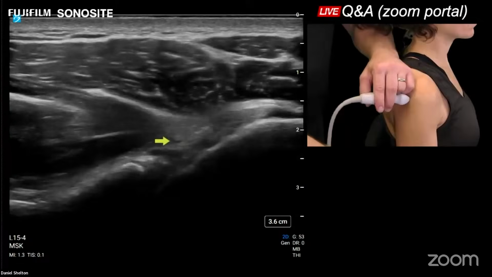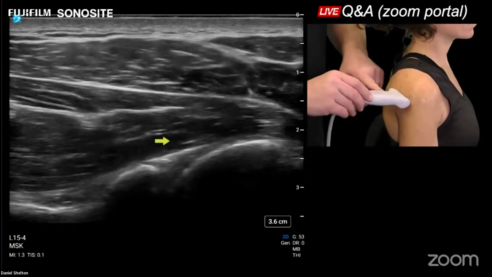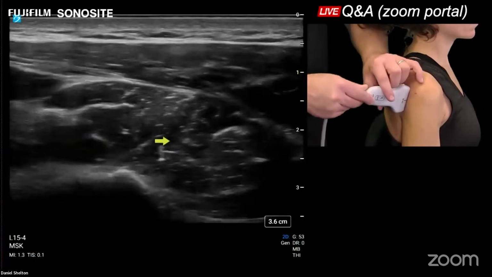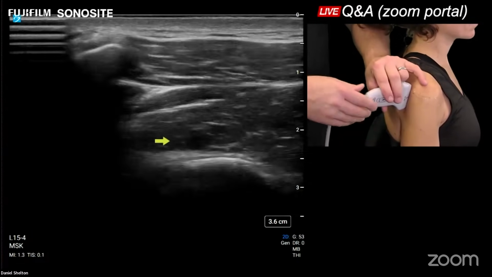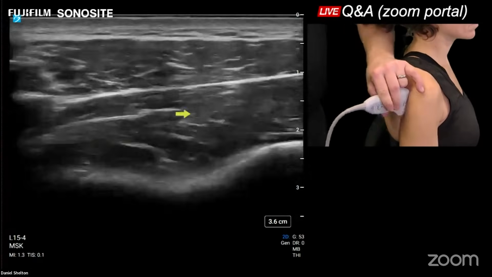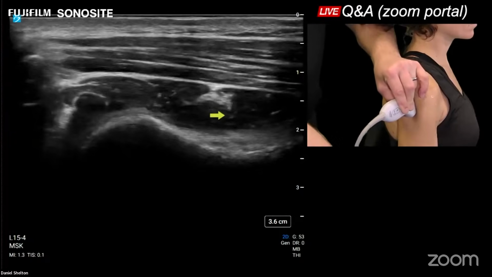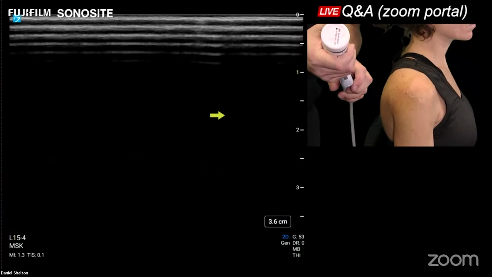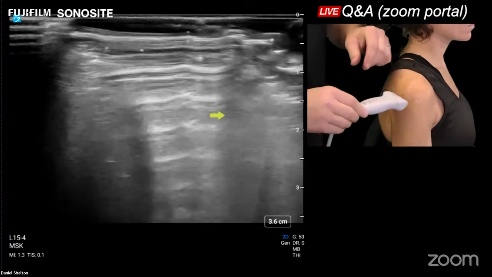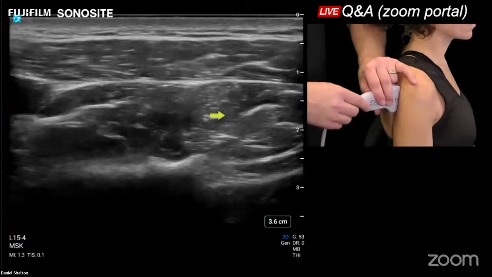Short axis is also very important, so we're going to internally rotate one more time. Left side of the screen will go superior until I see the scapular spine. So now we have a short axis infraspinatus, and then further inferior, we see a short axis teres minor. So we're going to add a little bit of gel, starting to run thin. There we go.